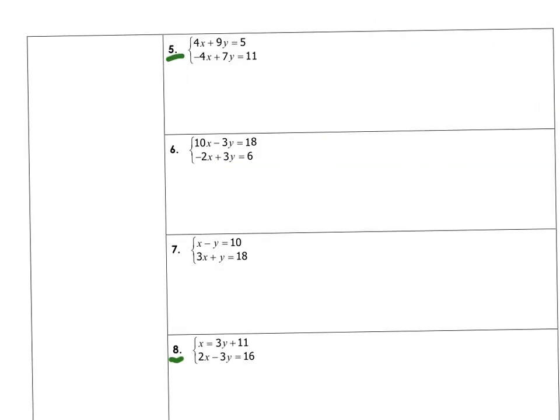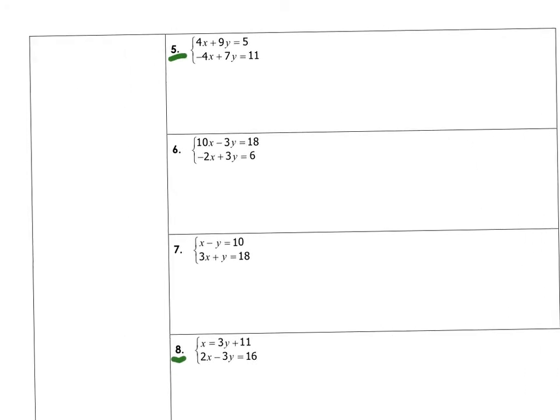An extra problem, number 5, very similar to what we were doing on the previous page, only there's a slight change. In this particular case, they're lined up. I've got an x over an x, I've got a y over y, and I've got a constant over a constant. But this time, I notice that the x's have the same coefficient, but different signs. Notice that one is positive, the other is negative. When this is the case, this is where we are going to add the equations together. And we want to add because this positive and this negative are going to cancel out.